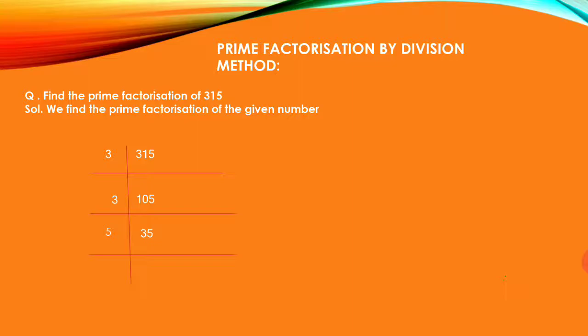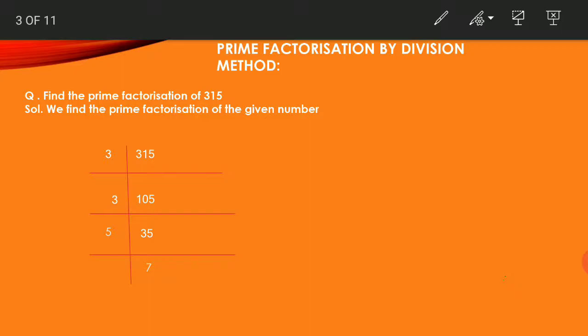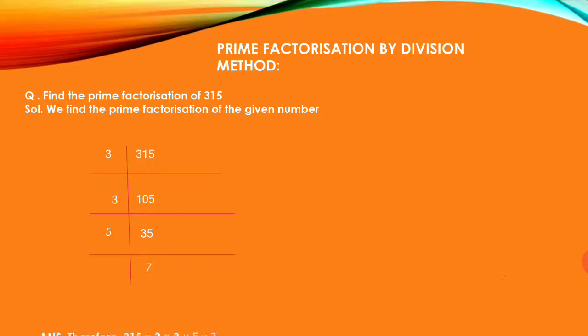35. Now this 35 is again divisible by 5. Now 5 sevens are 35. Now we will stop here as 7 is a prime number. Therefore 315 is equal to 3 into 3 into 5 into 7.